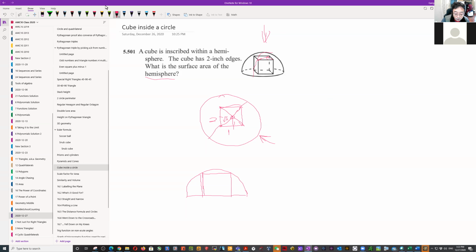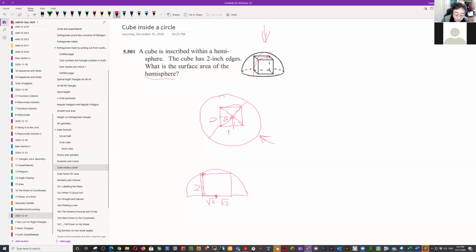And with this height, the height is going to be the same as the height of this cube, which is 2. But the length of this is not, because you project perpendicular to this, you actually will get square root of 2 here and square root of 2 here. So basically, this is 2 square root of 2.